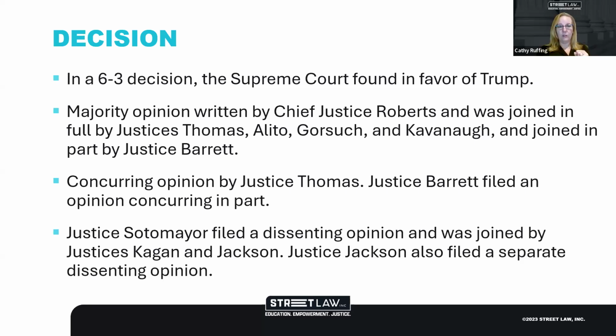And then what are usually considered the liberal justices dissented. Justice Sotomayor wrote a dissenting opinion. She was joined by Justices Kagan and Jackson, but Justice Jackson also filed a separate dissenting opinion.